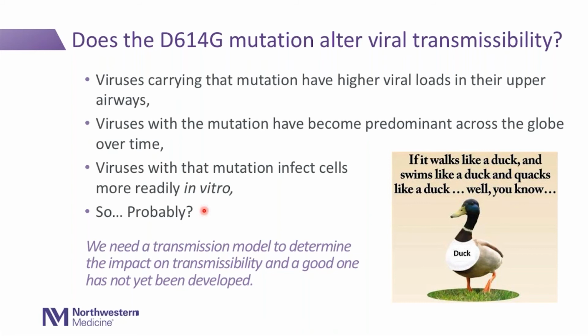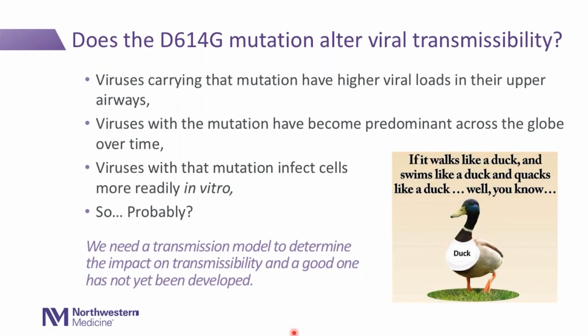Scientists tend to be very conservative in their predictions, and for good reasons. If it walks like a duck and swims like a duck and quacks like a duck, that means that we should definitely get an R01 to study it for at least another 5 years. What's really missing here for us to make the claim about transmissibility is we need a good transmission model. In order to really firmly determine the impact on transmissibility, we need those models, and a good one has not yet been developed, though the NIH is actively encouraging grants and people to begin to develop these kind of models, because they're really important questions and we'll need them to answer these important questions.